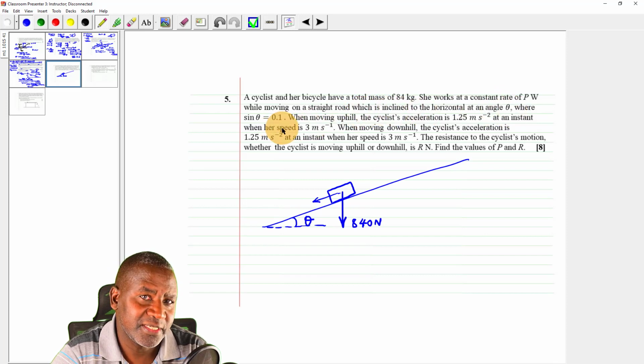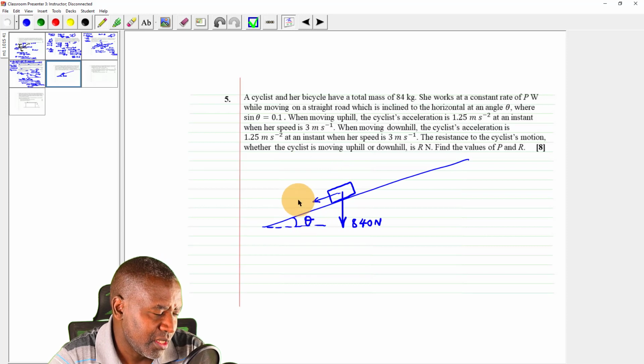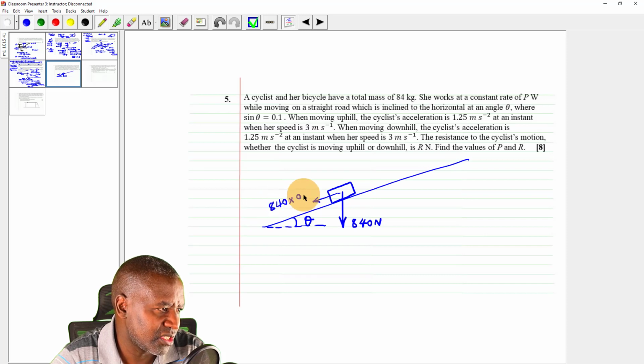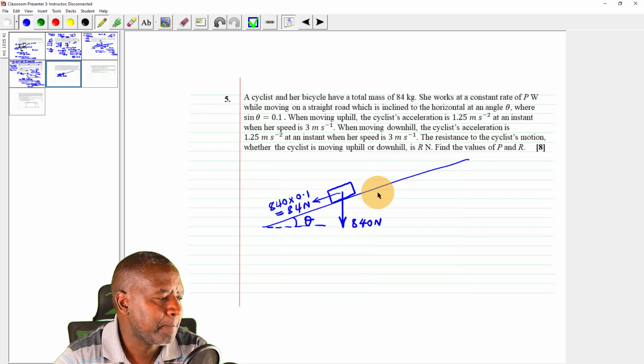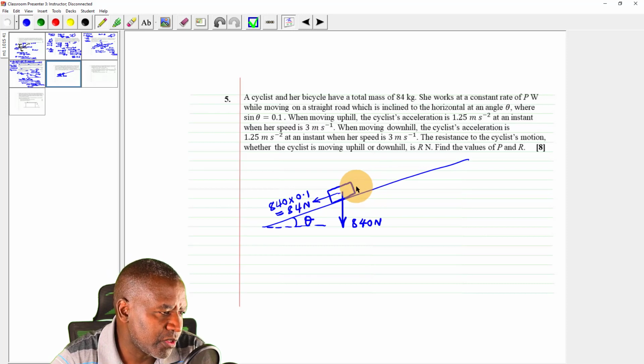Where sine theta is 0.1. So this one will be 840 sine theta, which is 0.1. And this one will be 84 newtons, like that. Of course, we know the cyclist exerts a certain driving force, Fd.